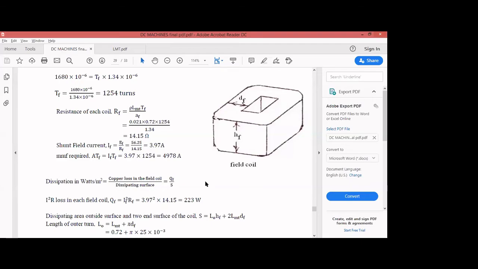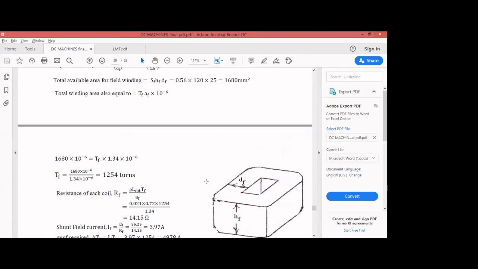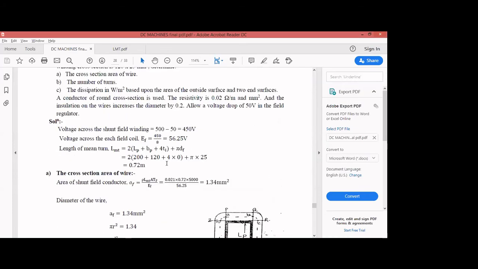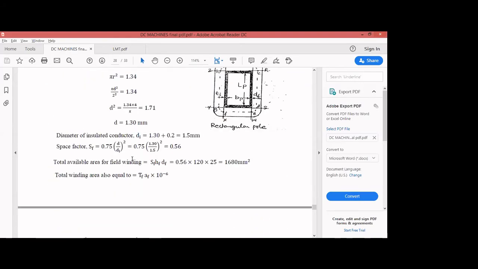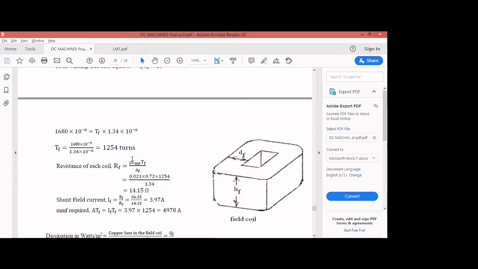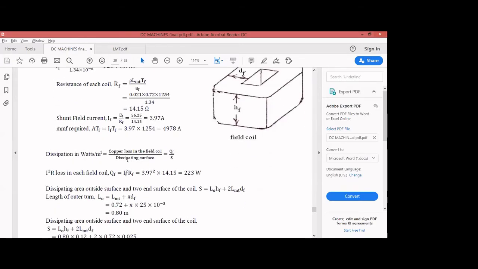Now, dissipation in watts per meter square. This is what we are going to calculate. They have told in the problem that dissipation in watts per meter square is based upon the area of the outside surface and two end surfaces. Based on this condition, you have to calculate the power loss due to dissipation. So what is the formula of dissipation in watts per meter square? Copper loss in the field winding divided by dissipation surface. Copper loss in field winding QF is IF square RF. IF square you know, RF you know. Then this is 223 watts.